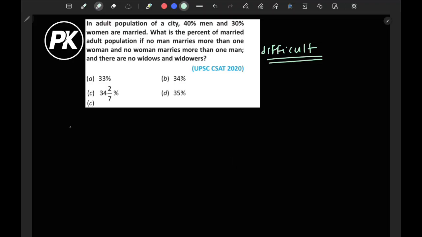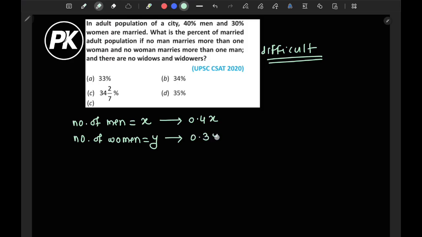So we don't know how many men and women there are in the city. So let's consider the number of men equal to x in that city, and the number of women, let's say, equal to y. Now it is given that 40% of the men are married. That means 0.4x men are married, and 30% of the women are married. So 0.3y women are married. So these are married.